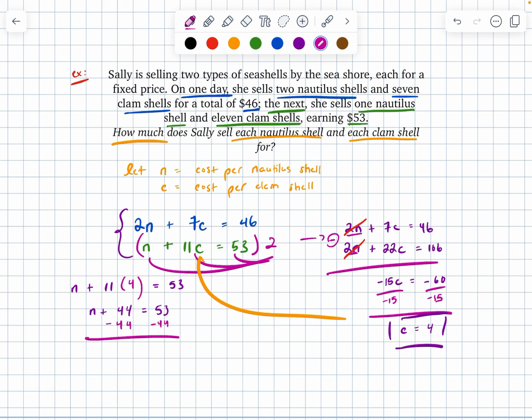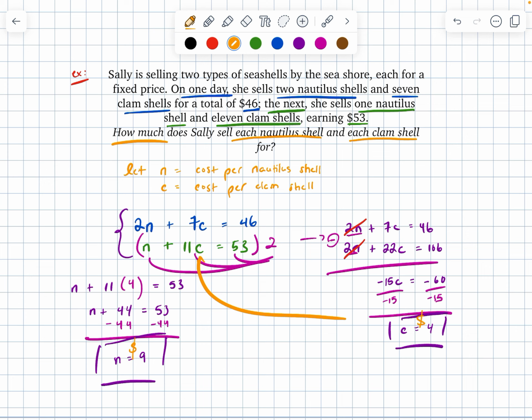Finally, to get n by itself, I'm going to subtract 44 from both sides to show that n is equal to 9. Cool. Now, if I'm being really good, step 5, in context, I should write a sentence saying something like, Sally sells each Nautilus shell for $9 and each clamshell for $4. But, hypothetical full credit, all I really need is my units.